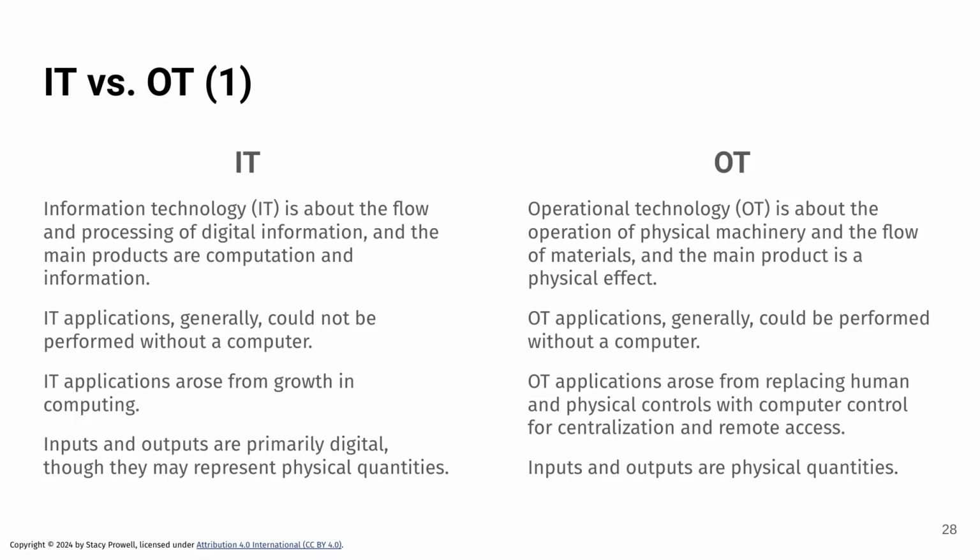Over on the OT side, we are talking about the flow of materials or a physical effect, much more than just the data itself. The data is sort of a side effect of doing that. OT applications generally can be performed without a computer. They're not dependent on it. And they tend to arise by trying to make a system more efficient, or by removing a human from the control loop, or maybe centralizing stuff. Okay? So that's the basic distinction.